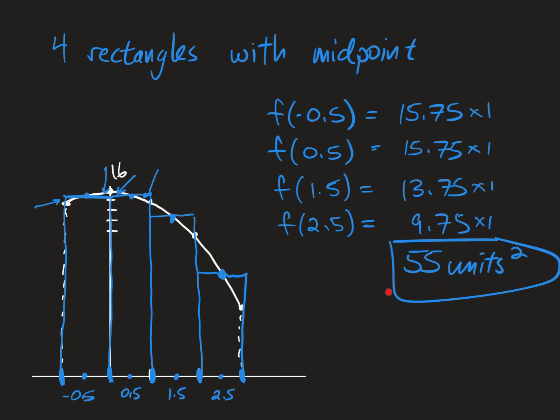And when you add all this together, you get 55 units squared, which makes sense. If you go to the midpoint, you end up with something that's between the left estimate and the right estimate. And of course, I could change the number of rectangles and more decimals would appear, but that's just part of how this section works.